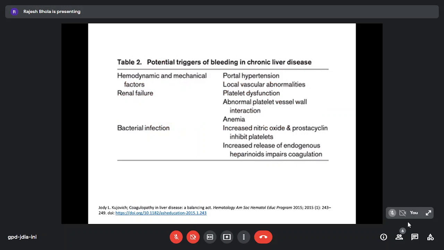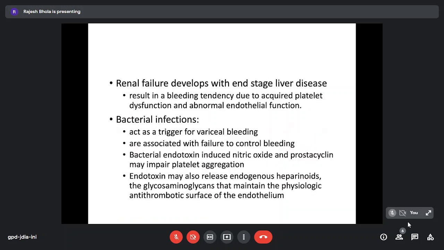So what are the potential triggers for bleeding in chronic liver disease? It can be hemodynamic or mechanical factors because of portal hypertension or local vascular abnormalities. So you need not worry about factor replacement or transfusion, etc. It can be because of renal failure, which causes platelet dysfunction, abnormal platelet-vessel wall interaction or anemia. So you have to think of replacement. Bacterial infection can be because of increased nitric oxide and prostacyclin that inhibit the platelets, or increased release of endogenous heparinoids that impair coagulation.